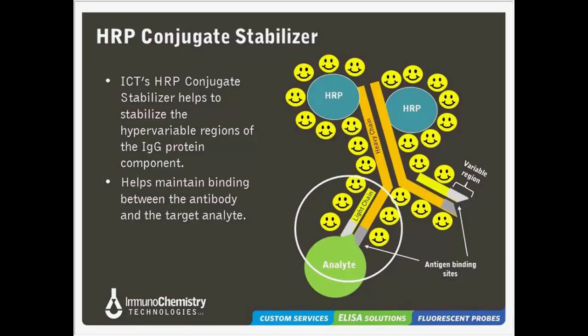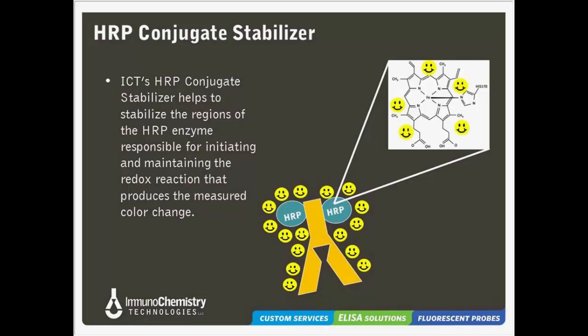structure of the IgG, the tertiary and quaternary structure of the IgG, as well as, of course, the functionality of the hypervariable region, which is all important, because if that goes south, even though the rest of it's okay, again, you don't have an assay. That antibody is non-functional. So the conjugate stabilizer needs to stabilize the hypervariable region of the antibody so it can continue to bind to the target analyte.